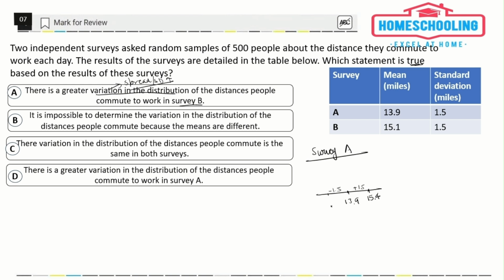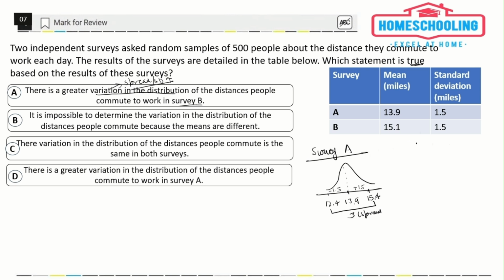So 13.9 minus 1.5, that is the standard deviation. What is it going to be? That is 12.4. So we will have a mean here, and we will have a curve like this. As we can see here, the mean is at 13.9 and our standard deviation is 1.5. We add 1.5, that is 15.4, and we subtract 1.5, then our value will be 12.4. And as you can see, the spread from 12.4 to 15.4 is 3.